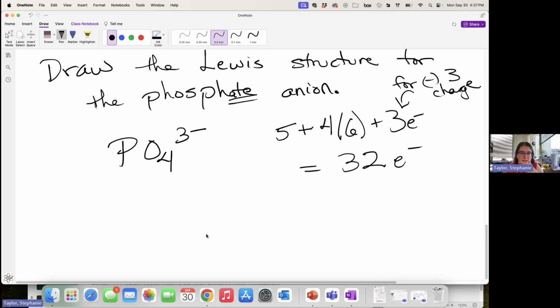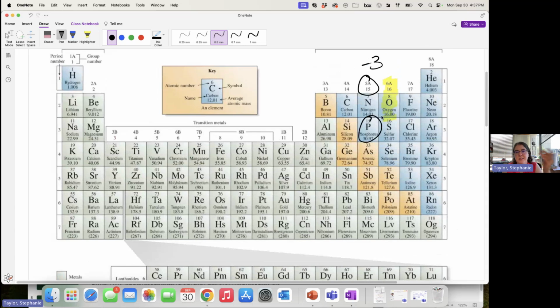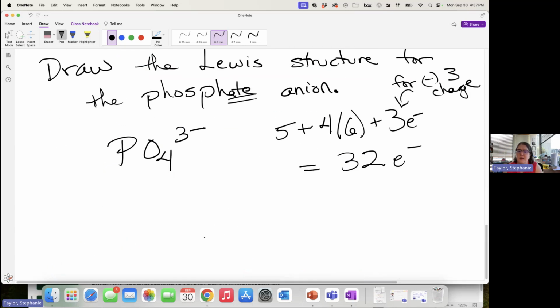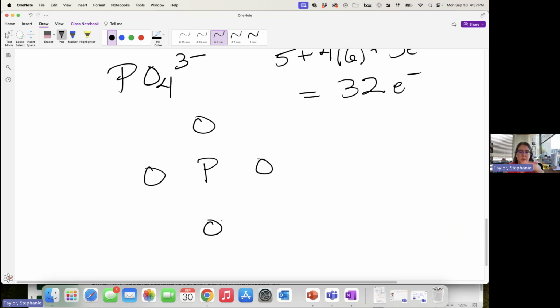So I've got a phosphorus and I have oxygens. I'm going to put the least electronegative atom in the middle. That is going to be phosphorus. It's farther away from fluorine. Also, oxygen is very electronegative. So I'm going to put the phosphorus in the middle, oxygens to the outside. Also, in general, symmetry is typically preferred. So the notion that the oxygens are going to go to the outside should make sense.